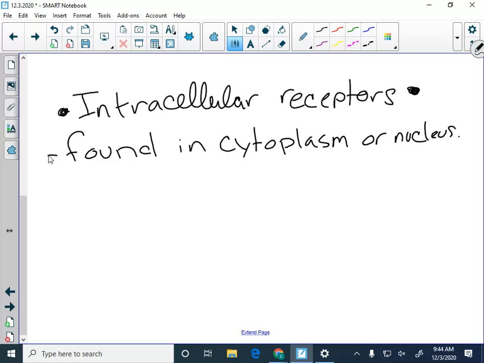So, intracellular receptors found in the cytoplasm or in the nucleus. So there are receptor proteins just kind of floating around the nucleus with the DNA. They exist mostly to trigger things like DNA synthesis or mRNA synthesis. So intracellular receptors are found in the cytoplasm or the nucleus because signaling molecules can pass through the membranes. They don't have to be outside of the cell because the signaling molecules can just come in whenever they want to. Signaling molecules can pass through membranes.